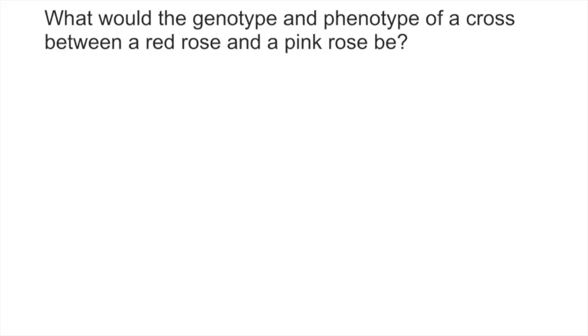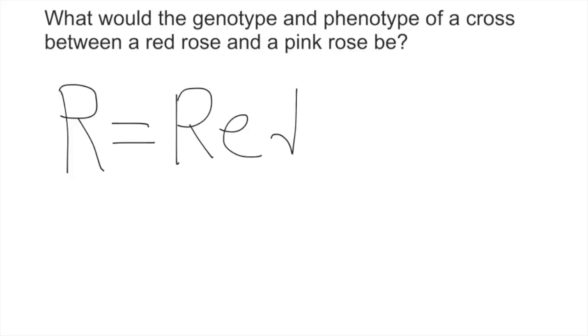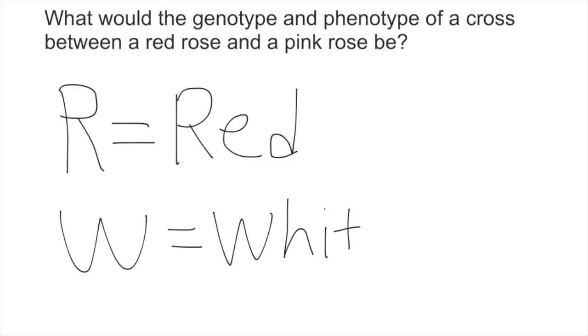Okay, we're going to do some more Punnett squares. So the question here is, what would the genotype and phenotype of a cross between a red rose and a pink rose be? So in this case, it's not an issue between dominant and recessive genes. This is a case of codominance. So what we're going to do instead of dominant and recessive is we're going to have R equal red and W equal white.